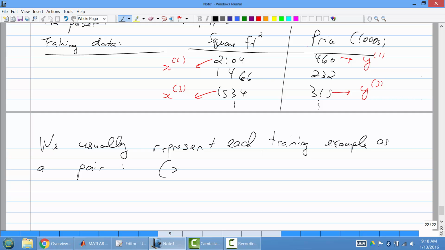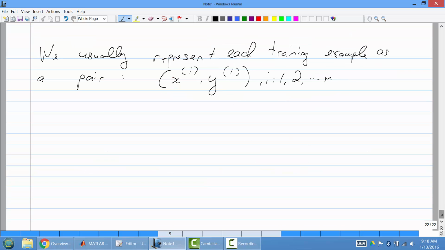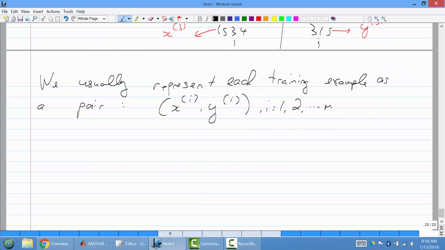So it's bracket, okay, where i is 1, 2, all the way up to as many training examples as you have. So you have tuples, or you have pairs of example points, right? When you have more features, then you're going to have a vector of points, and then you have one output at the end. But that's what's usually done.